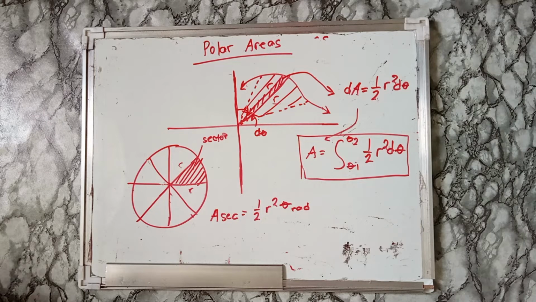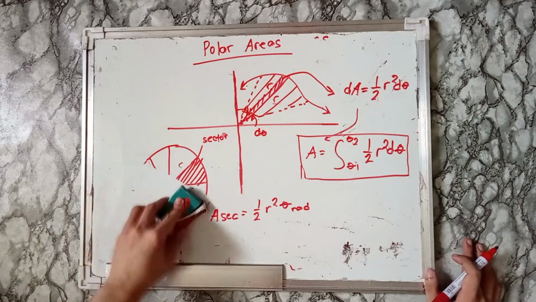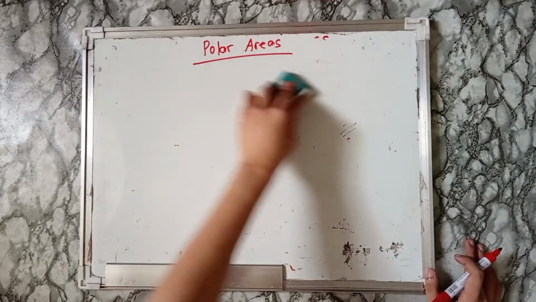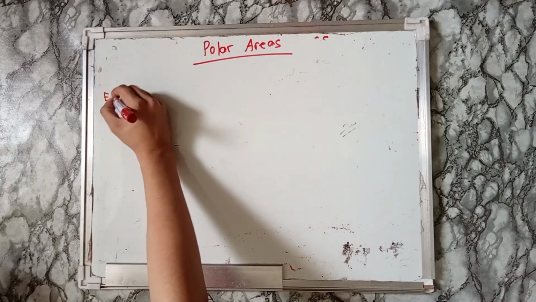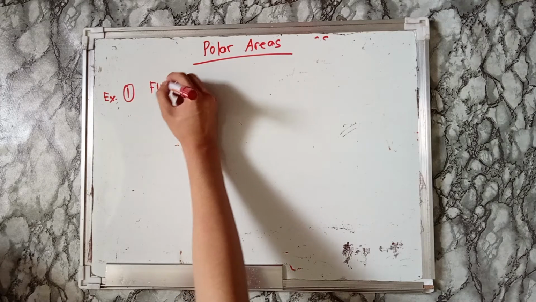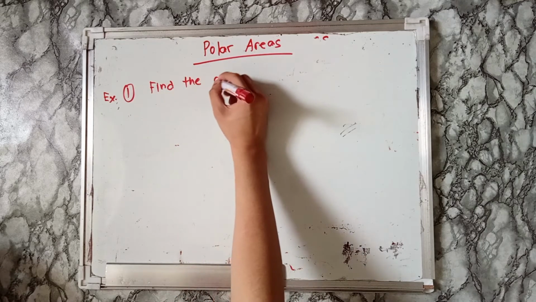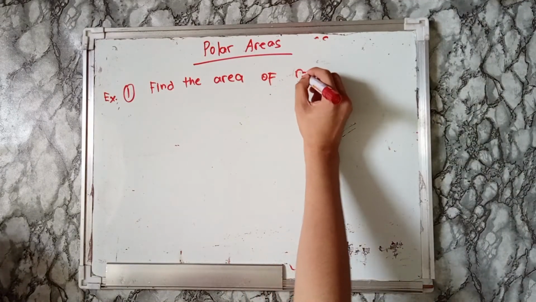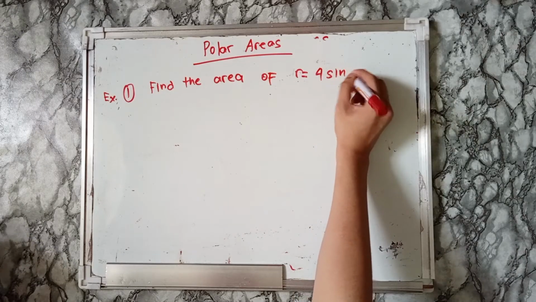Now let me give you an example. Let's say we have example number one. Let's say we have to find the area of r equals 4 sine theta.